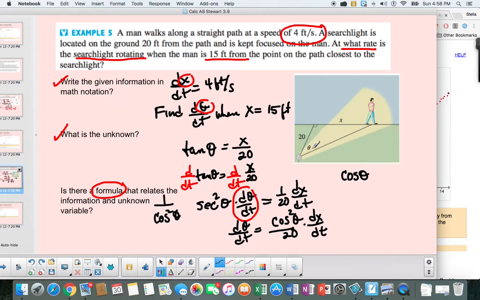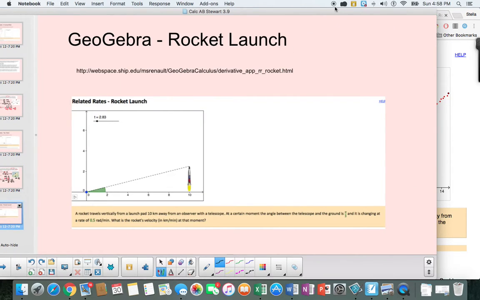Cosine theta, remember, is adjacent over hypotenuse. And at the moment I'm looking at, x ends up being 15. So this is going to be another 3, 4, 5 triangle. So cosine of theta will be 20 over 25, or 4/5. When you want to substitute for cosine theta, you're going to put 4/5 in there, square it, divide it by 20, and then put in the value for dx/dt to solve the problem. And this is the end of the screencast.